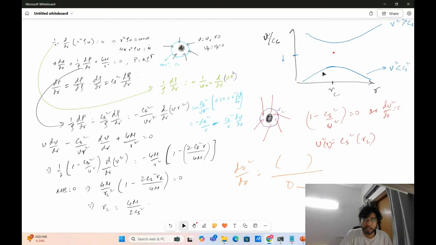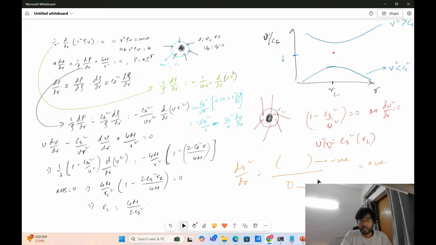So let's consider the region where R is less than RC. If R is less than RC, then this term will be positive, right? This inside term, 1 minus this thing, will be positive, but there is a negative sign outside. So this overall will be negative, right? So dv square dr is basically something negative by negative. So this will be positive, right?